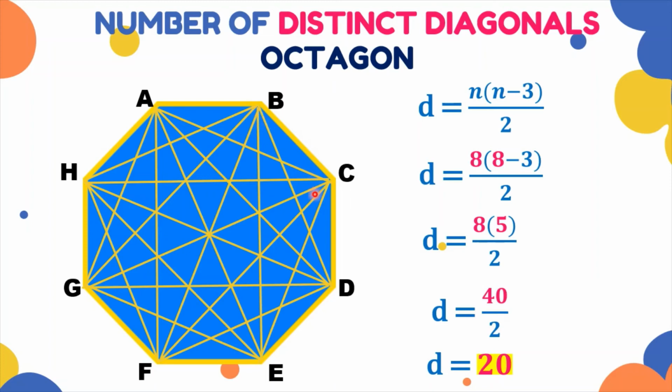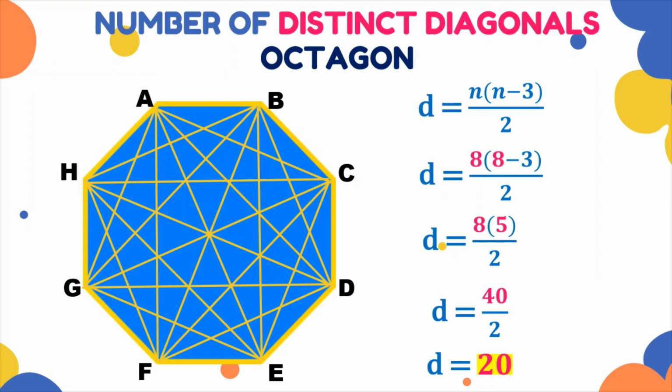Tigli lima yan, 1, 2, 3, 4, 5, sa bawat vertex. So, tigli lima bawat vertex yung nagawang diagonal.